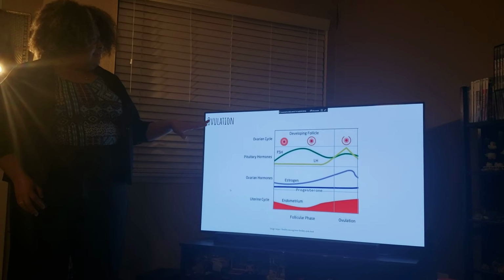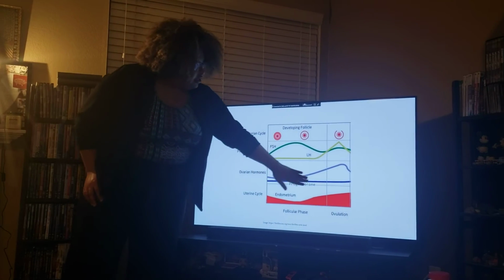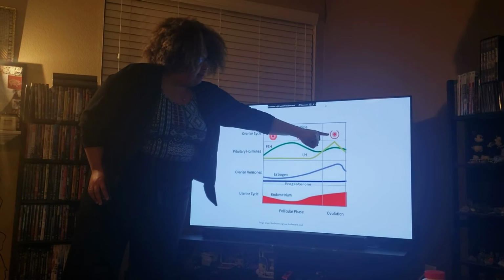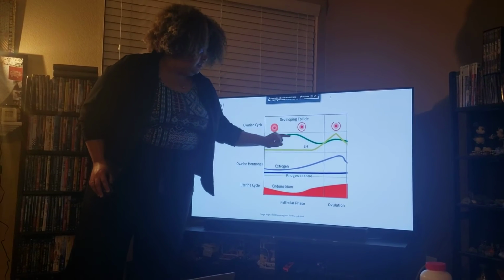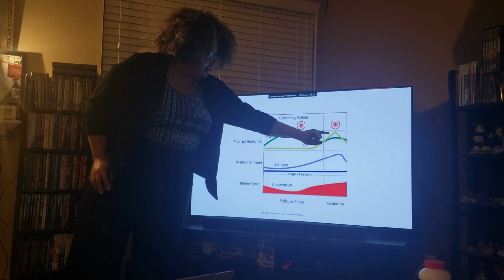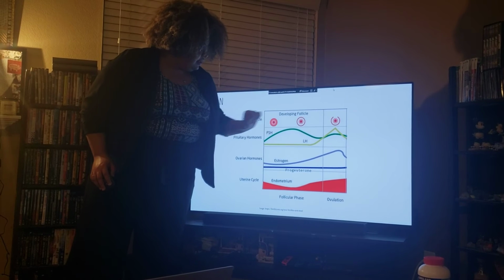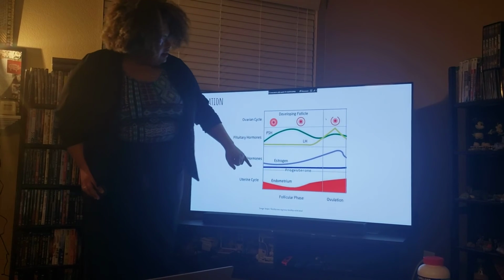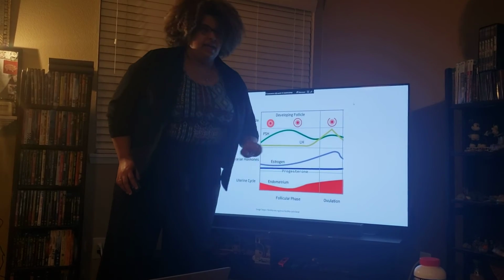All right, a little bit different here, but you can still kind of see the picture here. Estrogen spikes when ovulation happens. LH spikes when ovulation happens. And like I said, you see a small little increase here, just a little one, not as big as when it's developing the follicle. But you see how the endometrial tissue grows? That's what we're looking for.